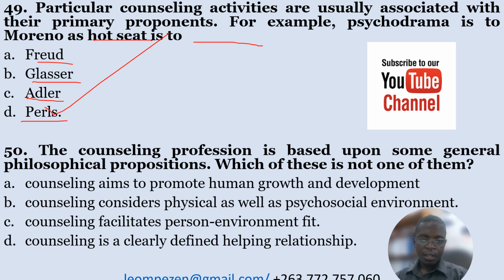Number 50. The counseling profession is based upon some general philosophical propositions. Which of these is not one of them? A, counseling aims to promote human growth and development. B, counseling considers physical as well as psychosocial environment. C, counseling facilitates a person-environment fit. And D, counseling is a clearly defined helping relationship. The correct answer is D.